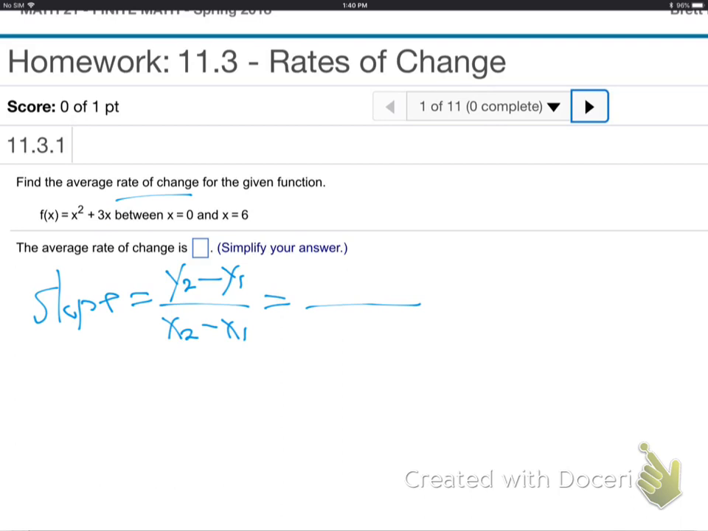If your life depended on it, you had to lay down a bet, looking at those words, what do you think the x2 and the x1 are? Wouldn't this be x1 and this be x2? That's exactly what they are. So it's 6 minus 0 on the bottom.